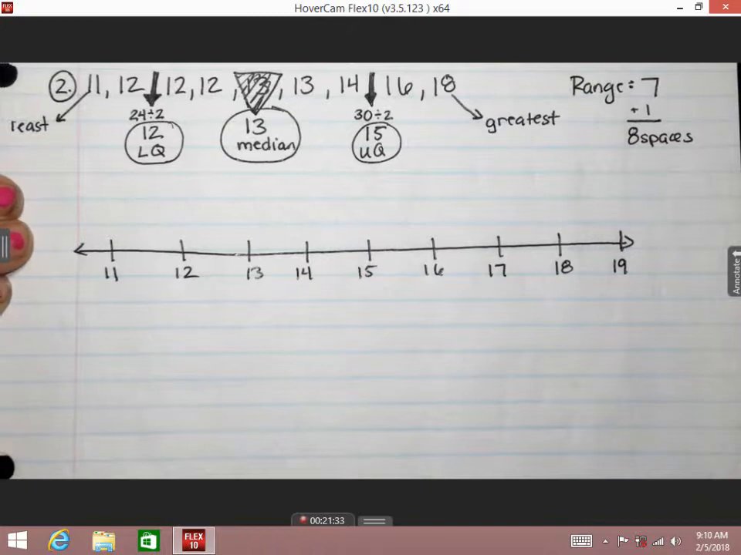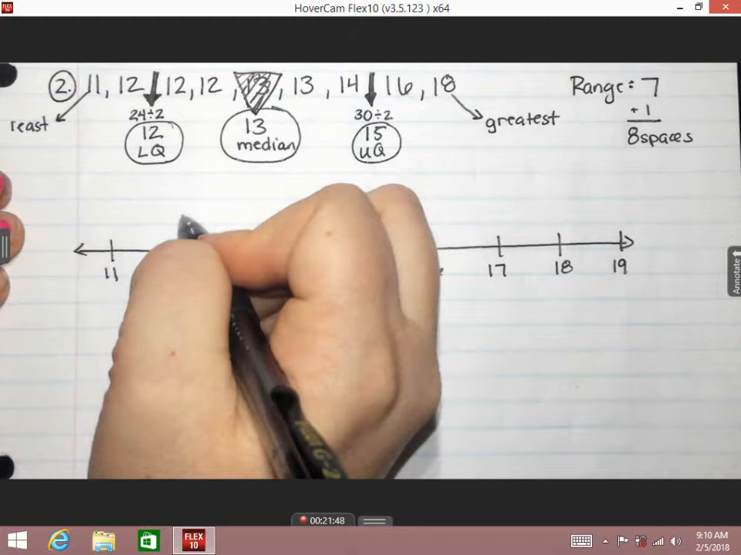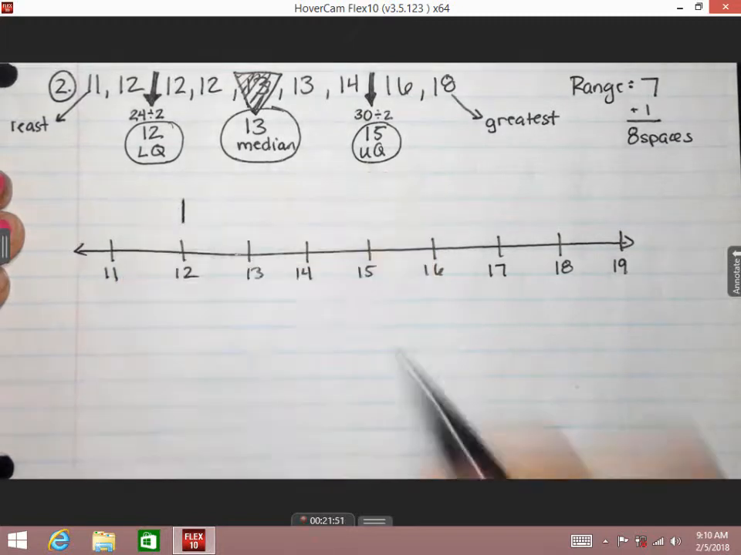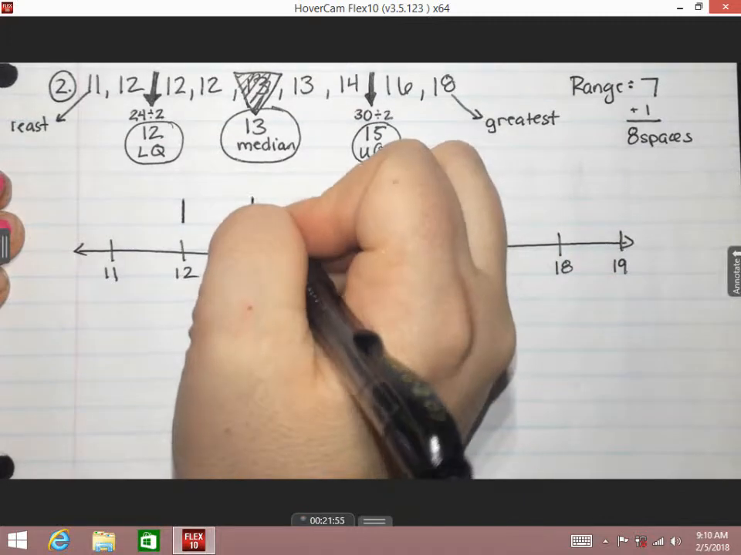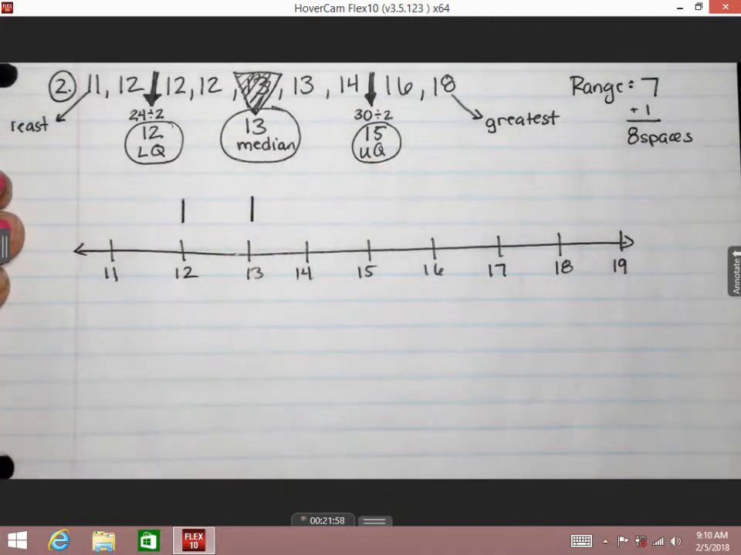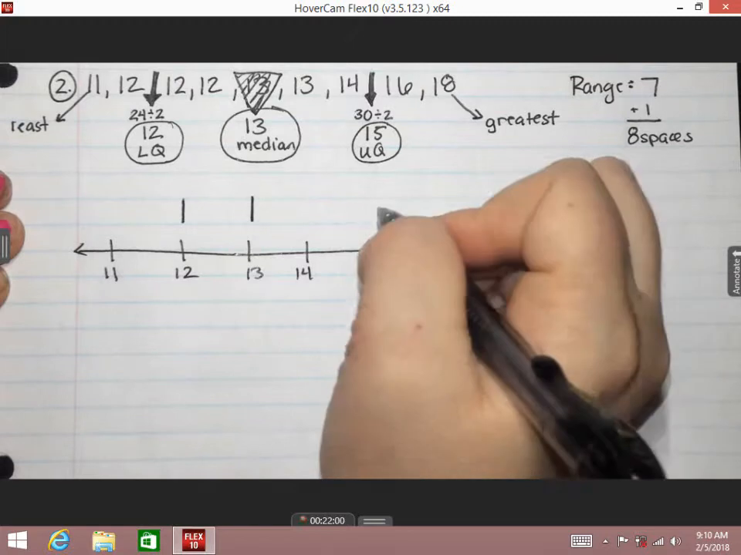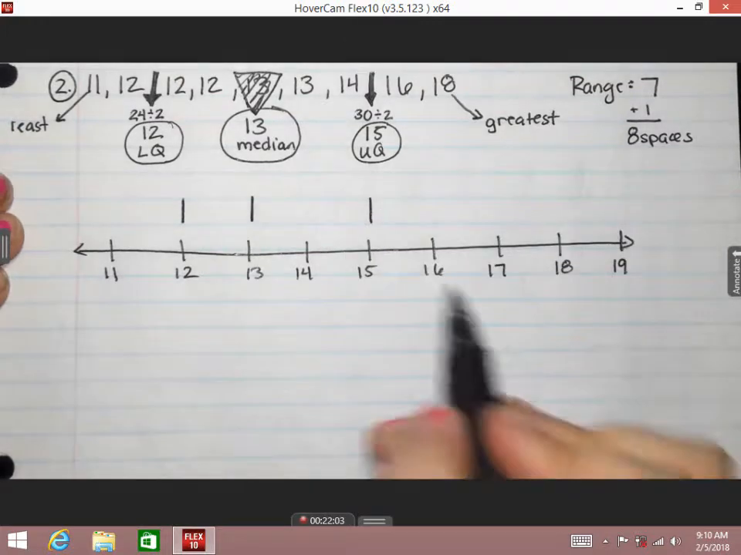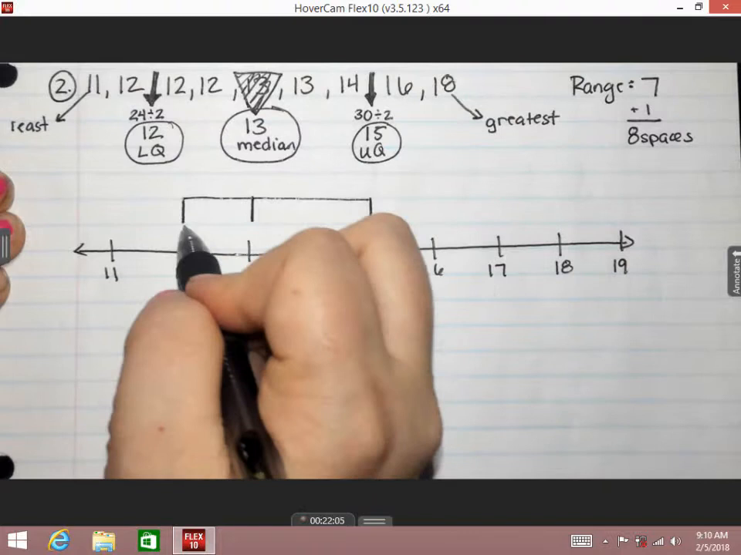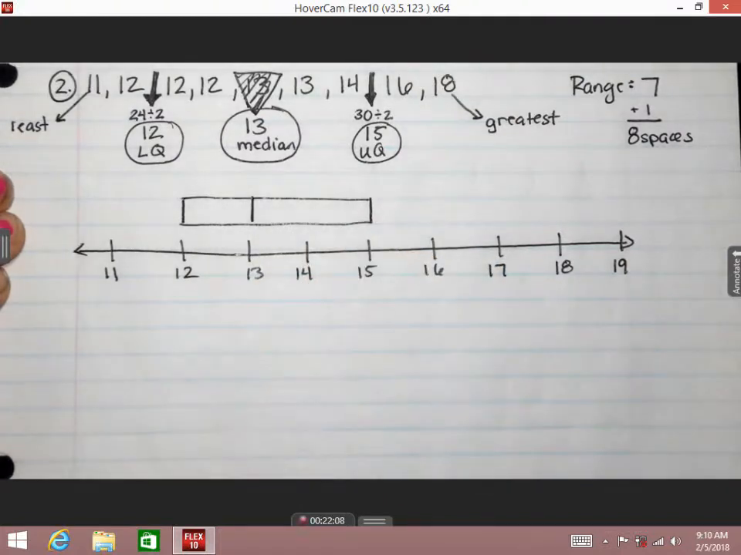All right. Let's go ahead and do our box. Which numbers need lines to make the box? Kaylee, which numbers need lines to make the box? So the lower quartile, which is 12. So we'll put a line there. What else? The median, which is? All right, and then? Which is? So the upper quartile is 15. And now I can connect those, and that's going to give me my box for the box and whisker.